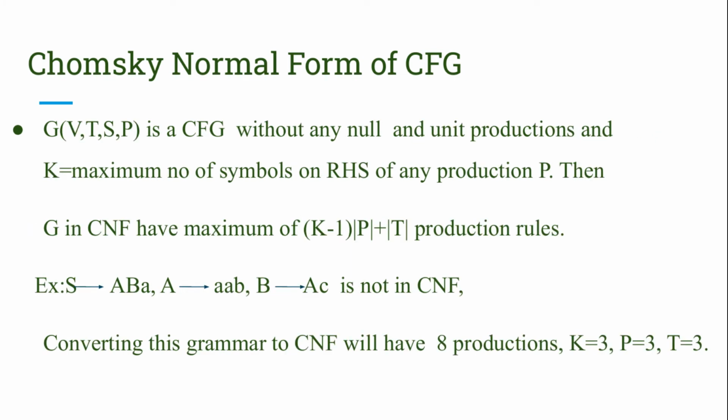Here we could see one particular nature of Chomsky normal form of context-free grammar. Let G be a context-free grammar without any null and unit productions, and k is the maximum number of symbols on the right-hand side of any production. Then, when we convert the grammar G into Chomsky normal form, it has a maximum of (k-1) times the number of productions plus the number of terminal production rules. For example, S to ABA, A to AAB, and B to AC. Here, the grammar is not in Chomsky normal form. When we convert this grammar into Chomsky normal form, it has a maximum of 8 productions.